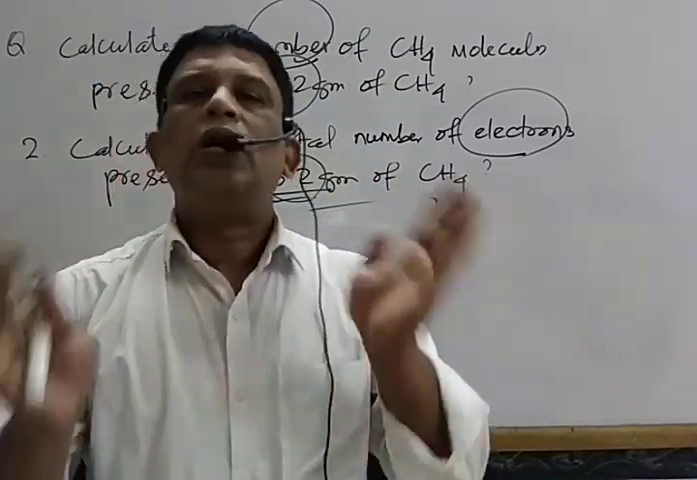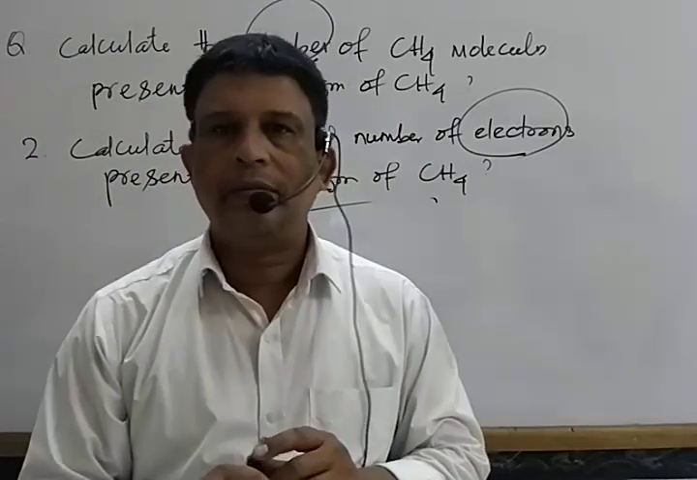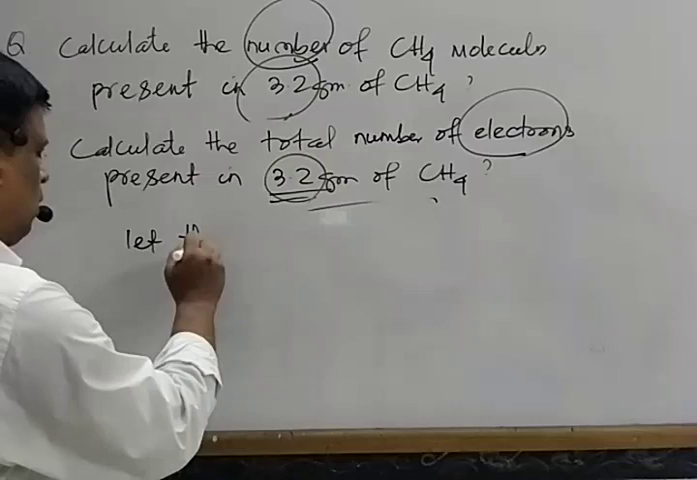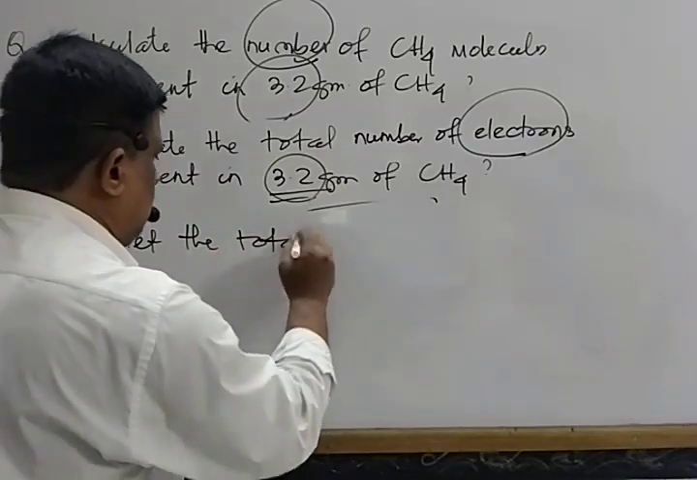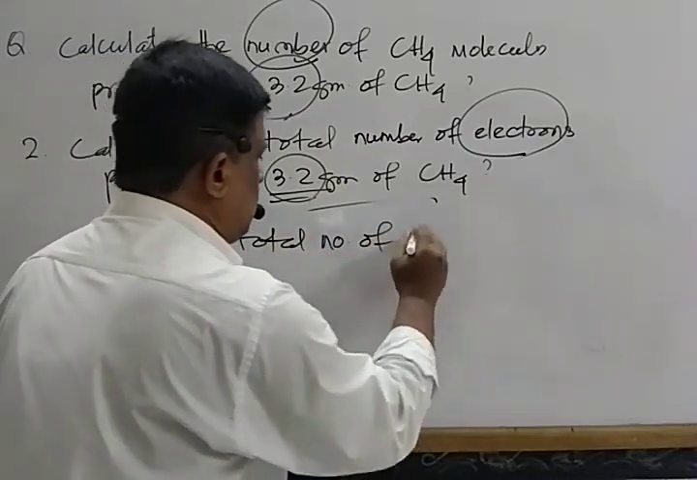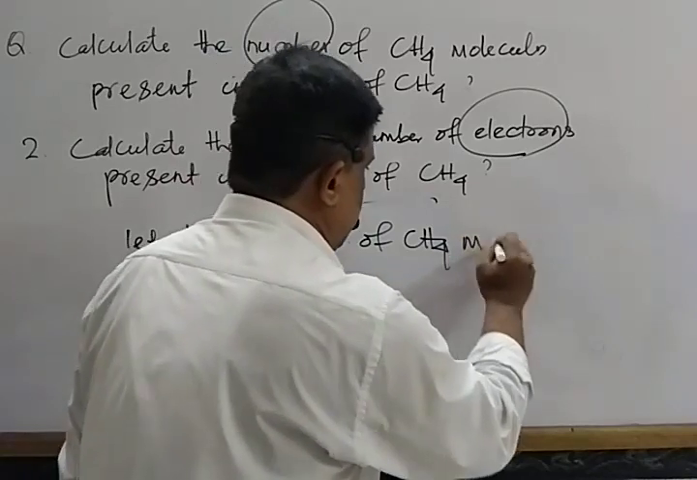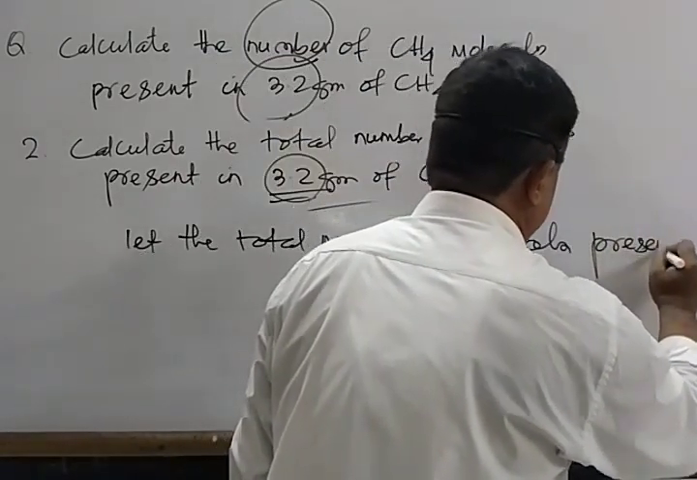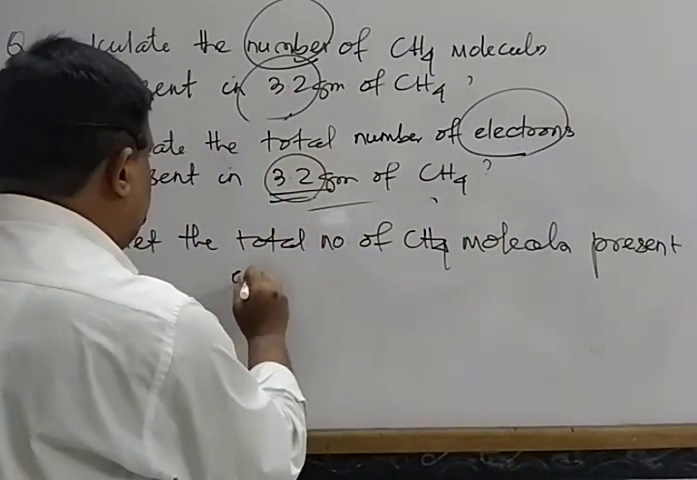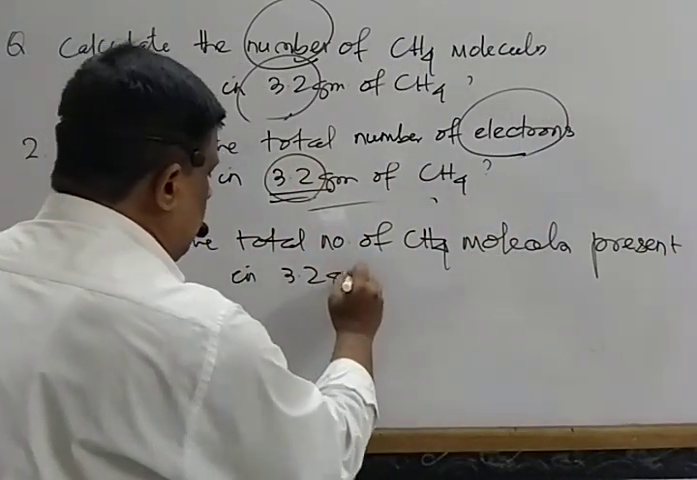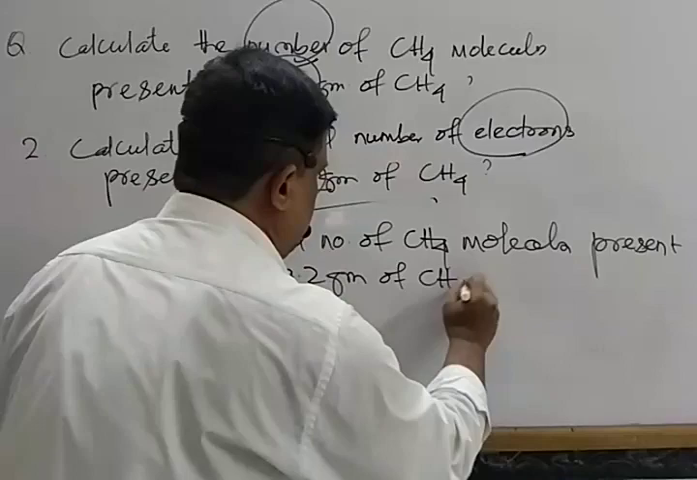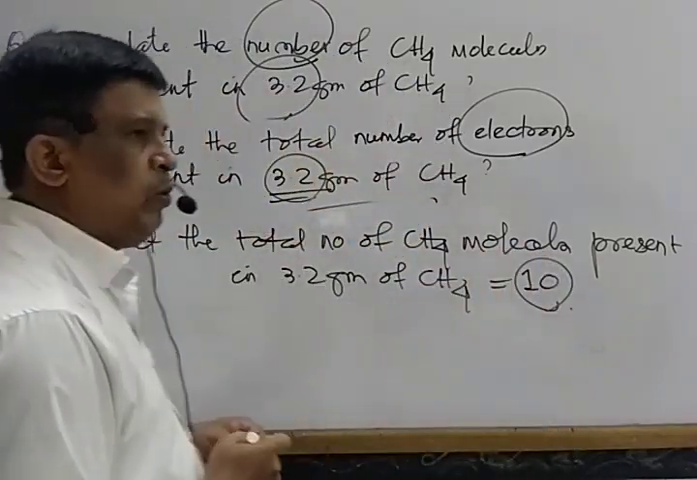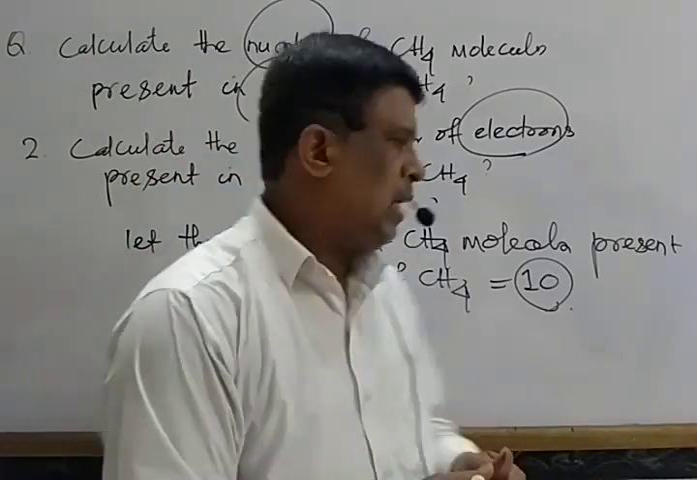Again suppose the number of molecules is 10. Now mark that. Let the total number of CH4 molecules present in 3.2 gram of CH4 be equal to 10. Then we discuss one CH4.